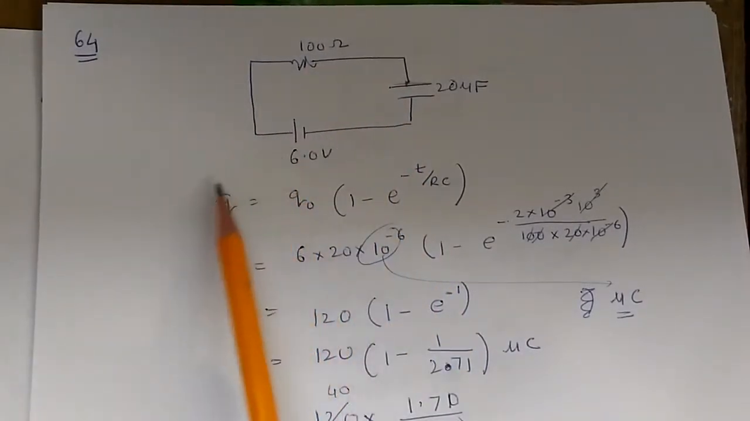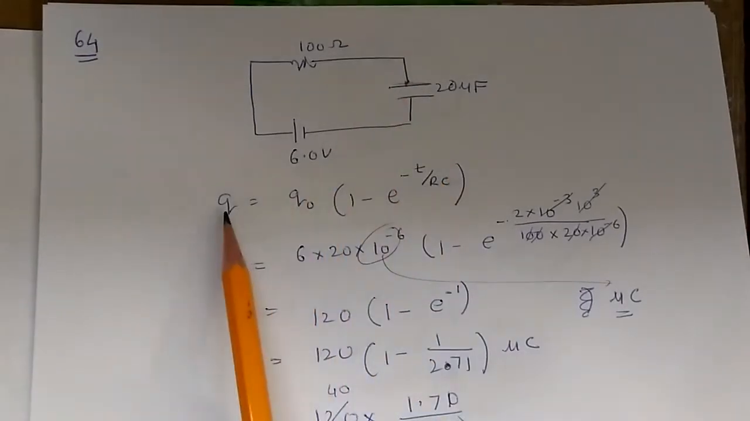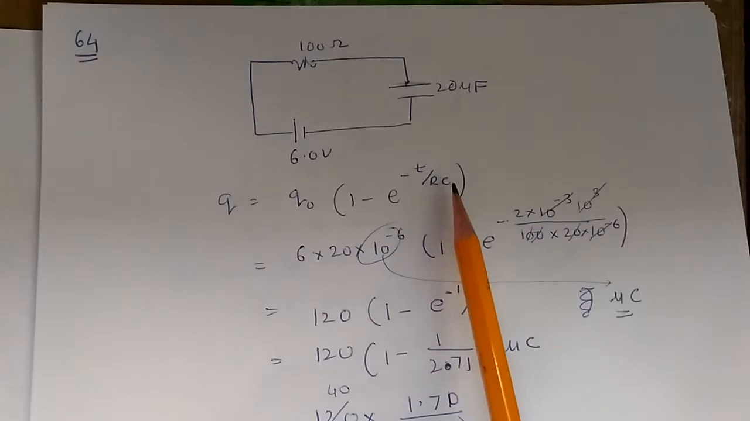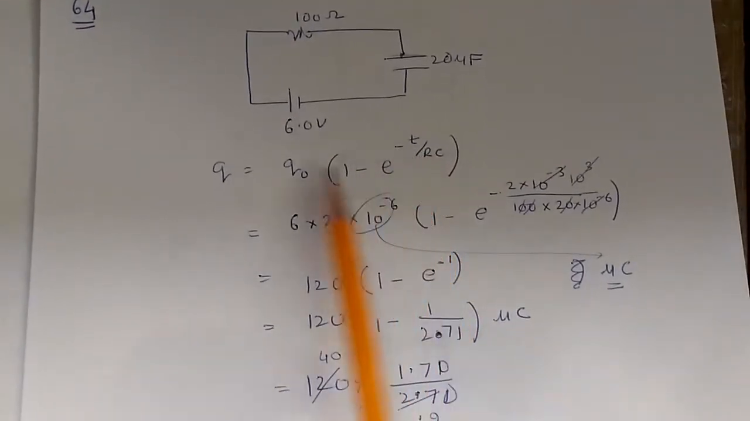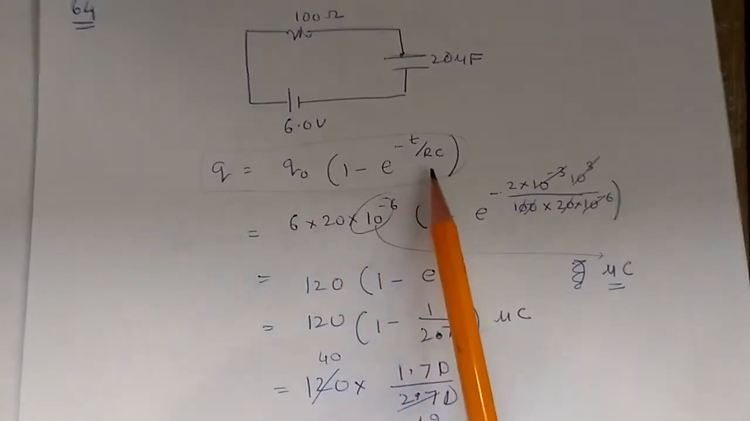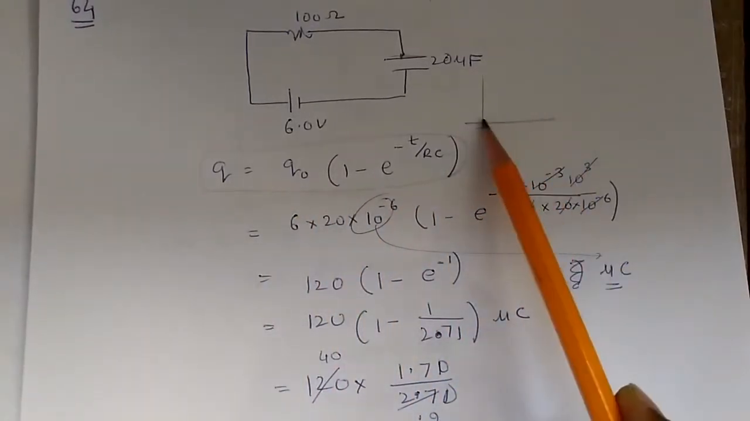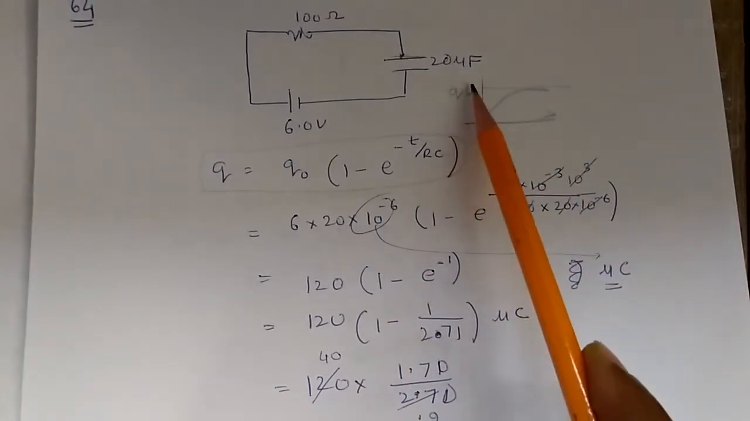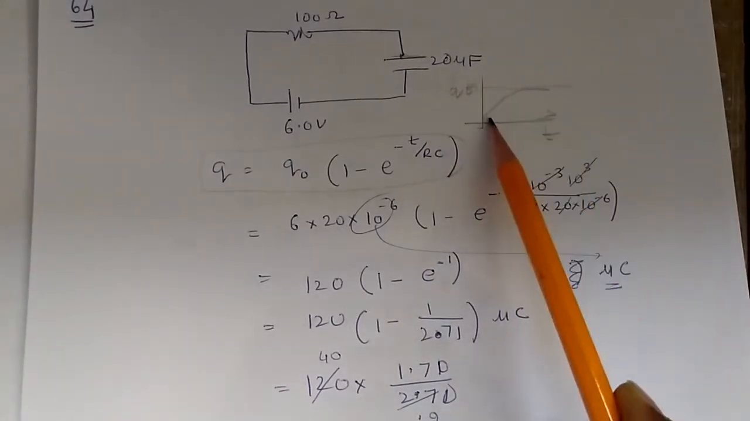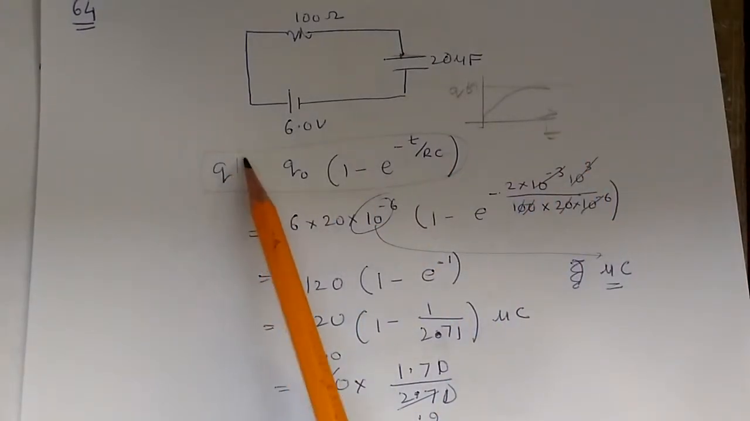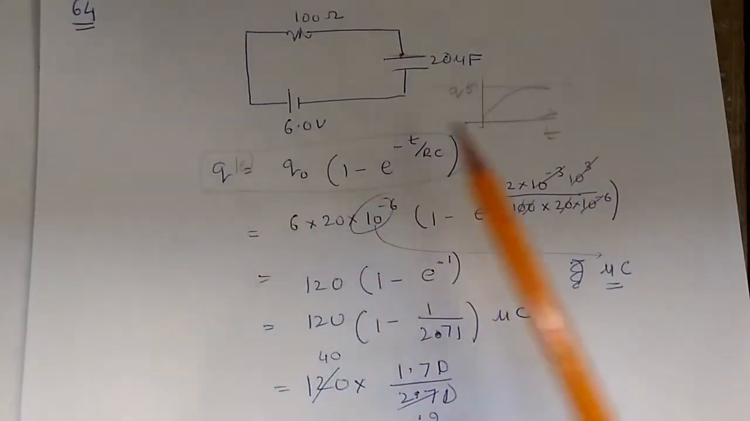The formula for this charge accumulation on the capacitor is given by Q is equal to Q naught times 1 minus e to the power minus t by RC. If you think you made a mistake in this formula, you can do a sanity check. I am showing a graph of the variation of Q with respect to time. So Q is actually Q of t, which means that Q is varying with time.